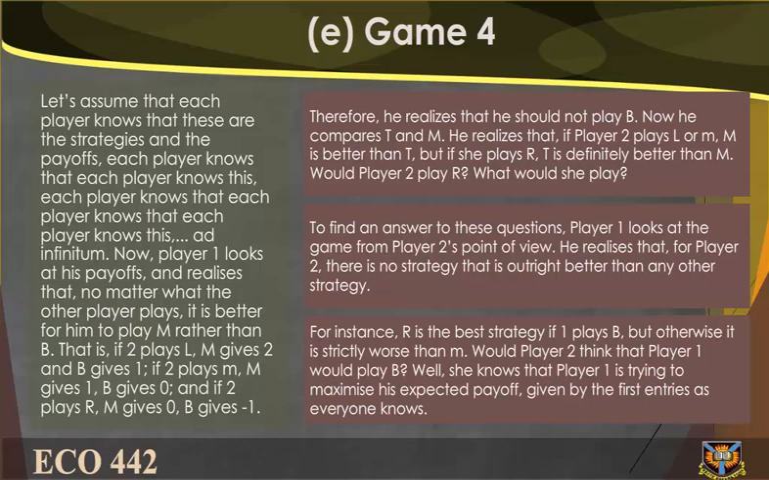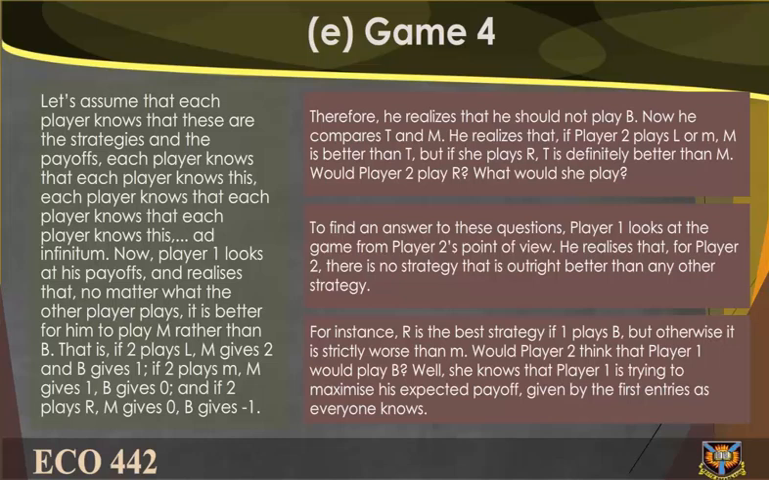Now, player 1 looks at his payoffs and realizes that no matter what the other player plays, it is better for him to play M rather than B. That is, if 2 plays L, M gives 2 and B gives 1. If 2 plays M, M gives 1, B gives 0. And if 2 plays R, M gives 0, B gives -1. Therefore, he realizes that he should not play B. Now he compares T and M. He realizes that if player 2 plays L or M, M is better than T. But if she plays R, T is definitely better than M.